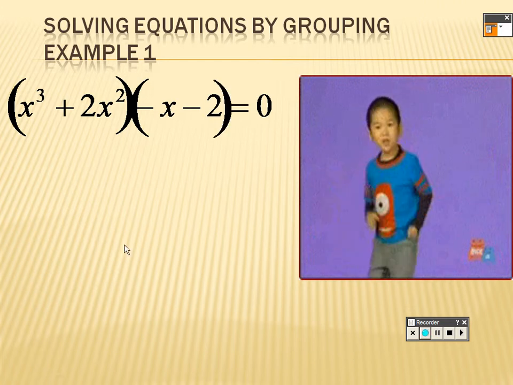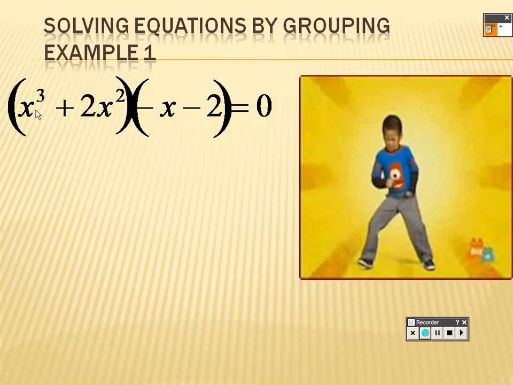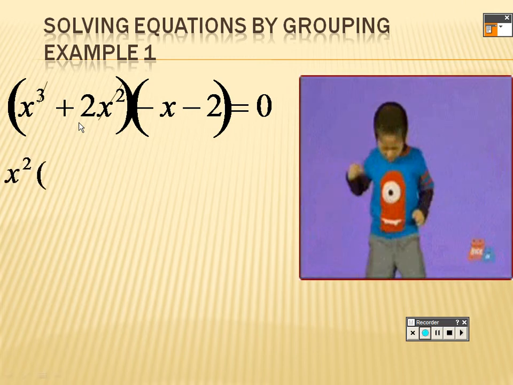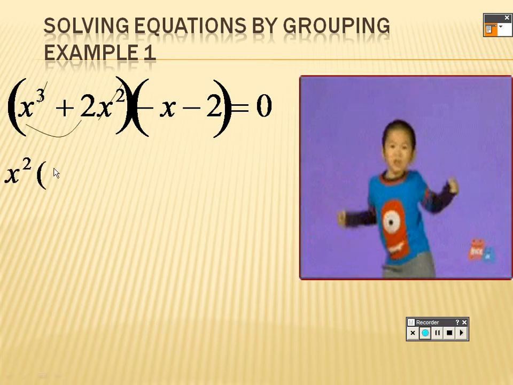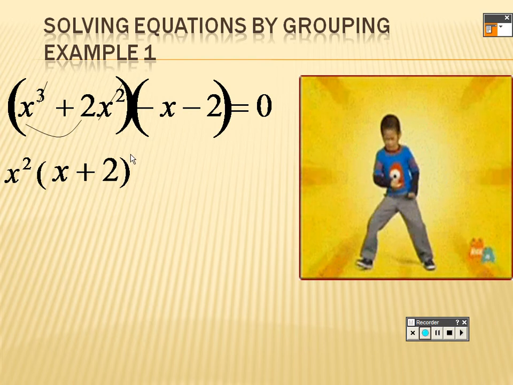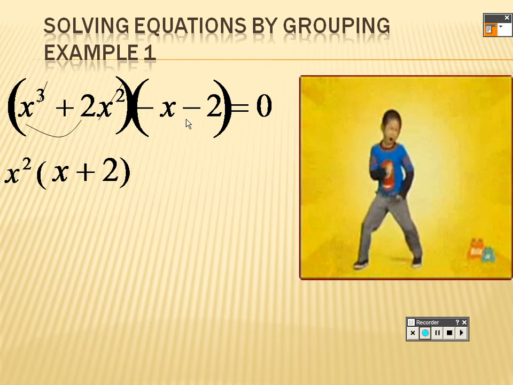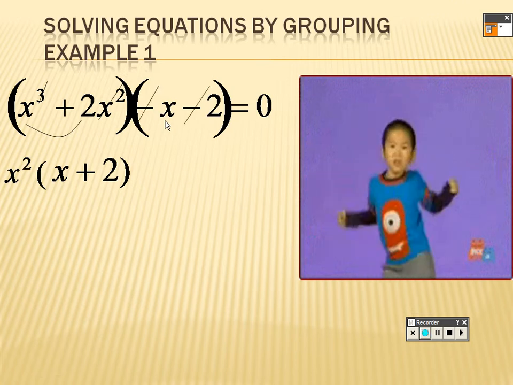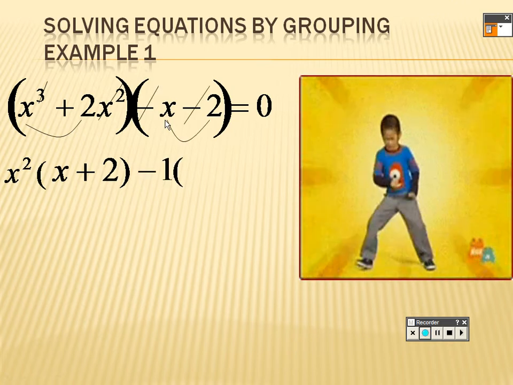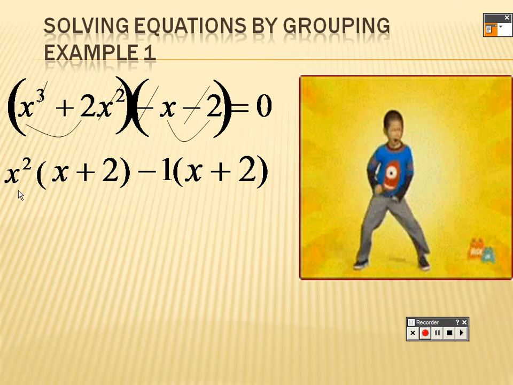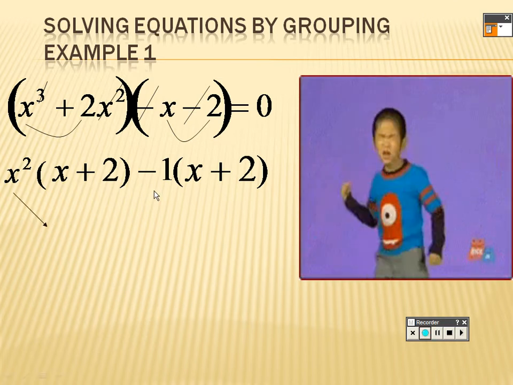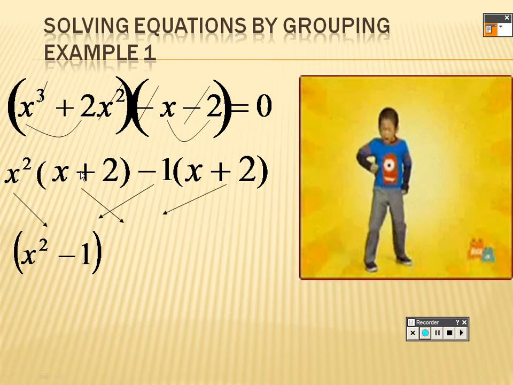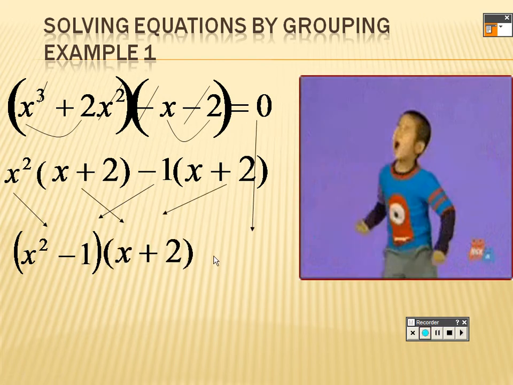So this first area over here, you can take an x squared out of both of them. And when you do that, you're left with 1x in the front and a positive 2. But when you factor by grouping, you need to make these two items look the same. So I can take a negative 1 out of this grouping, and I'm left with an x plus 2. So now when I combine it together, that is an x squared and a negative 1, which gives me an x squared minus 1, and the x plus 2 drops down as well, and that equals 0.